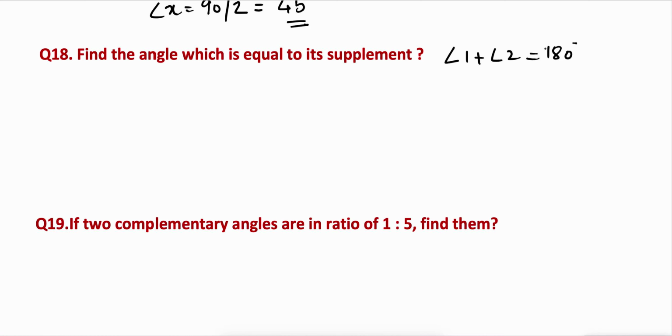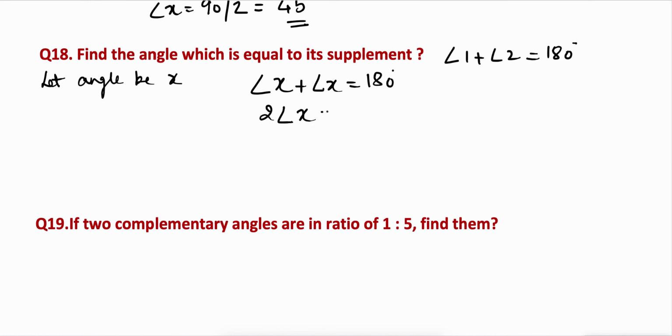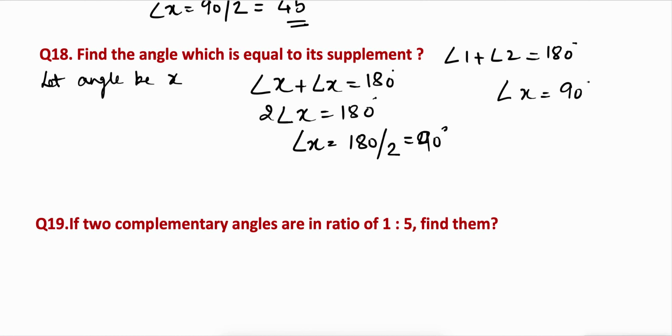So let's assume the angle be x. So angle x plus angle x is equal to 180 degrees. So 2 times angle x is equal to 180 degrees, and angle x will be 180 divided by 2, which comes to 90 degrees. So the angle x here is 90 degrees. So 90 degrees is supplement to 90 degrees. So the angle is 90 degrees, which is supplement to itself.